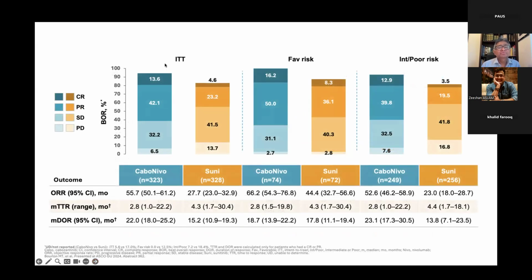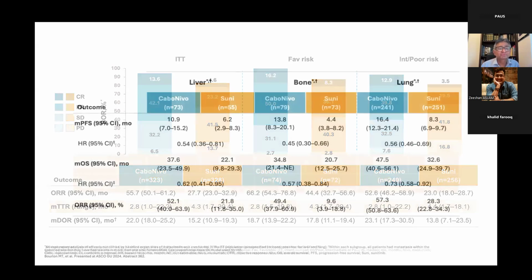Look at the response rates. So intention to treat, if you look at overall response rate, 55.7% versus 27% in ITT. Favorable risk, 66 versus 44. Intermediate risk, 52 versus 23. Durability of response and duration, you can see there's a significant benefit in those terms as well with the use of cabozantinib and nivolumab. So consistently, you are seeing benefit of IO plus TKI in these sort of combinations.